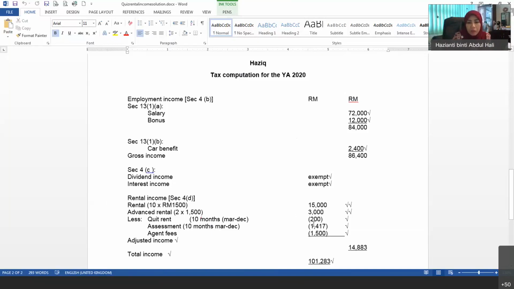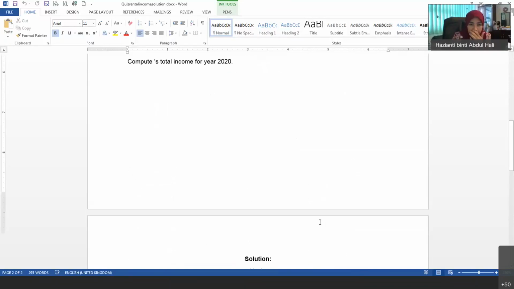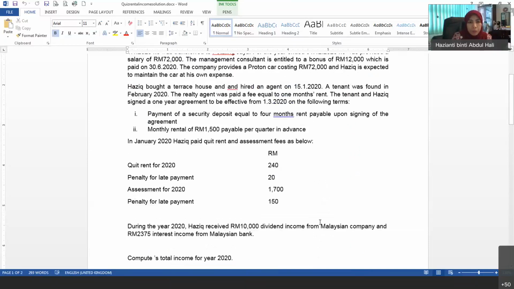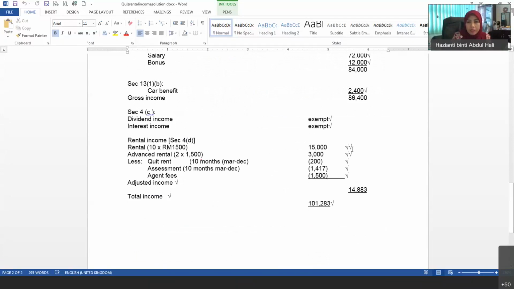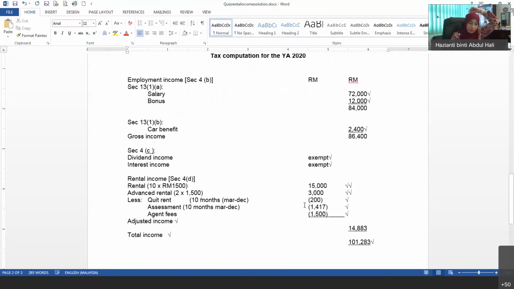200 and also assessment 1417. No allowable expenses allowed for penalty, okay, and then agent fees 1,500, because if you look at the agent fees, the first time he bought the house and hired an agent, the tenant Haziq from earlier, the agent fee was paid equal to 1 month rent. There is no mention of how much he paid to the agent, but it is mentioned here that the fee is equal to 1 month rent. So agent fee 1,500. This would be his adjusted income from rental 14883, just add it, that will give us total income of 101,283. Did anyone get full marks?